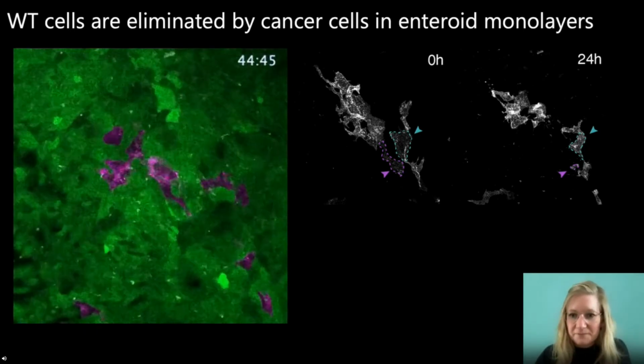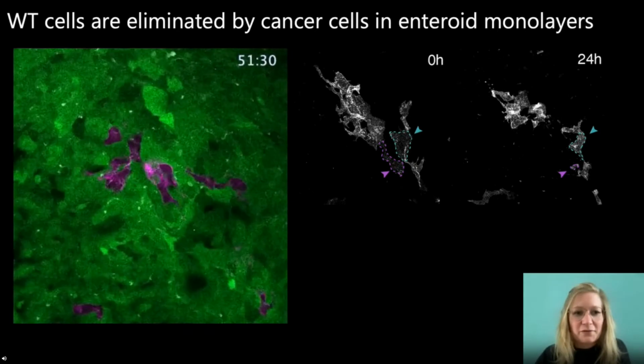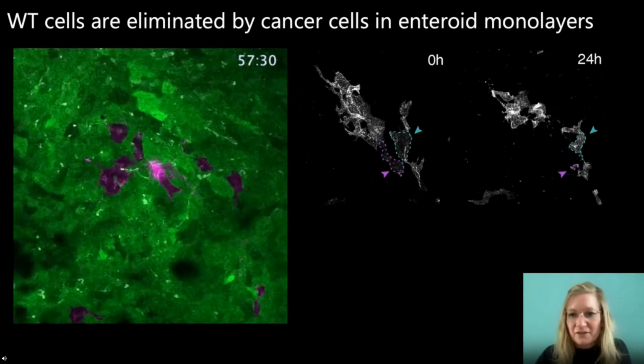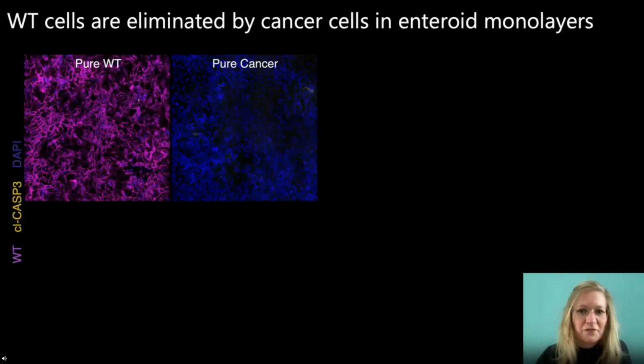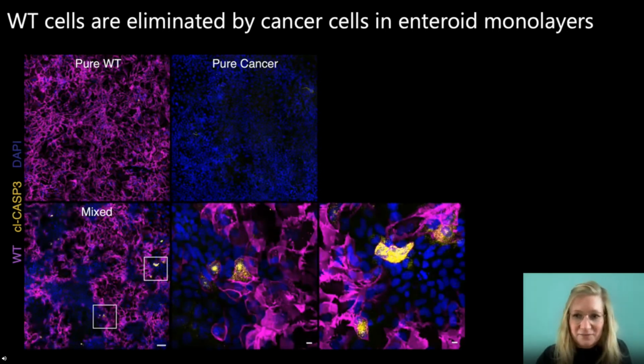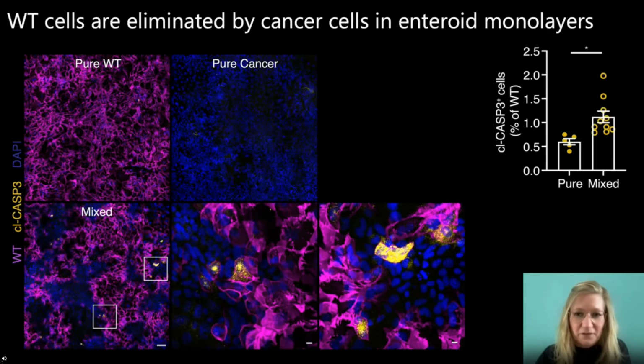And therefore, this indicates that these cells are eliminated from these monolayers. And this prompted us to have a closer look at and evaluate markers of cell death, such as cleaved caspase 3. What we found is that where pure populations of either wild type or cancer cells showed very little activation of this marker of cell death, instead there's a marked increase in the amount of cleaved caspase positive wild type cells in mixed conditions, indicating that these cells are eliminated by cancer cells in an apoptosis dependent manner.